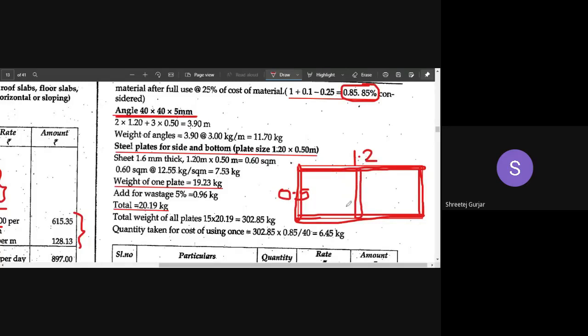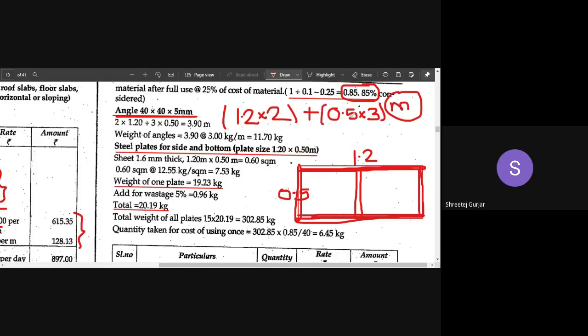So what is the total length of angles required? Can you tell me what is the total length of angles that are required in running meter? Running meter, we have to calculate these particular angles. So how many 1.2 meter angles are required? Here 1 and 2. Okay, 2. Plus 0.5 meter length. How many angles are required? 1, 2, 3. Correct, 3.